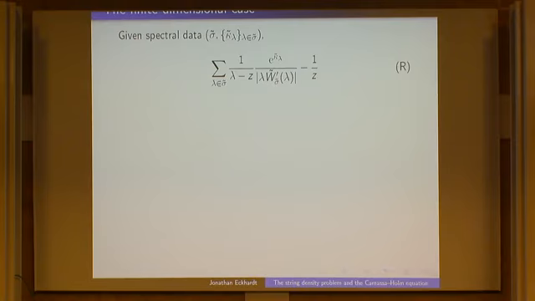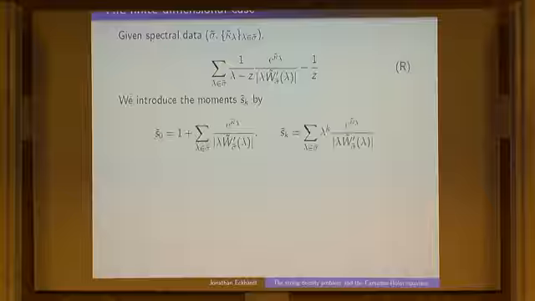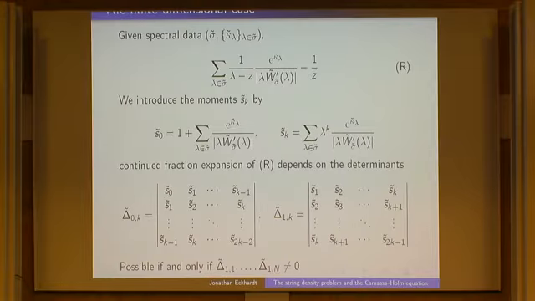So you give yourself possible spectral data here, and consider this function. And now what you would like to do is expand it into a continued fraction, as we saw before. And this is exactly what Stieltjes studied, whether this is possible or not. And actually there are if and only if conditions for when this is possible. And it's possible if and only if some determinants are non-zero.